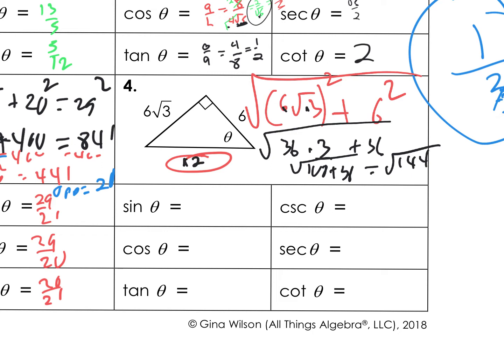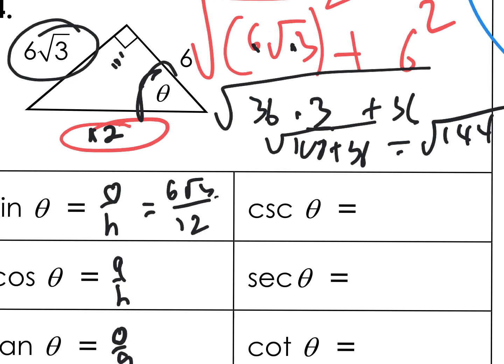All right. I'm going to pick up the pace. Opposite over hypotenuse. Adjacent over hypotenuse. Opposite over adjacent. Opposite of this angle here is 6 square roots of 3. 6 square roots of 3 over 12. Could you reduce 6 and 12? You probably should. Make that into square root of 3 over 2. And the reciprocal is 2 over square root of 3. That turns into 2 square roots of 3 over 3 when I rationalize the denominator.